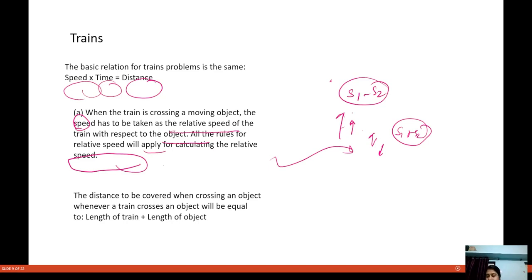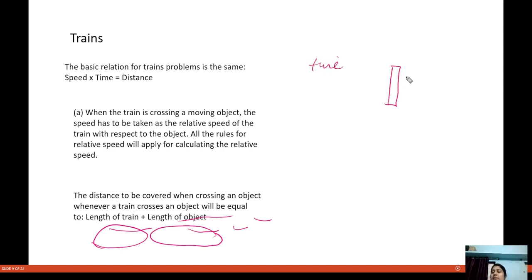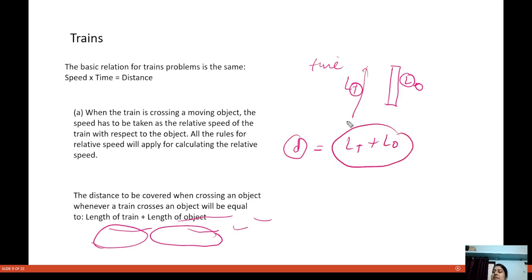Now let us consider the distance to be covered when crossing an object. Whenever a train crosses an object, the distance will be equal to the length of the train plus the length of the object. For example, sometimes it is asked what is the time taken by a train to cross an object. If the object has some length LO and the train has length LT, the distance traveled to cross the object is LT plus LO, that is the length of the train plus the length of the object.